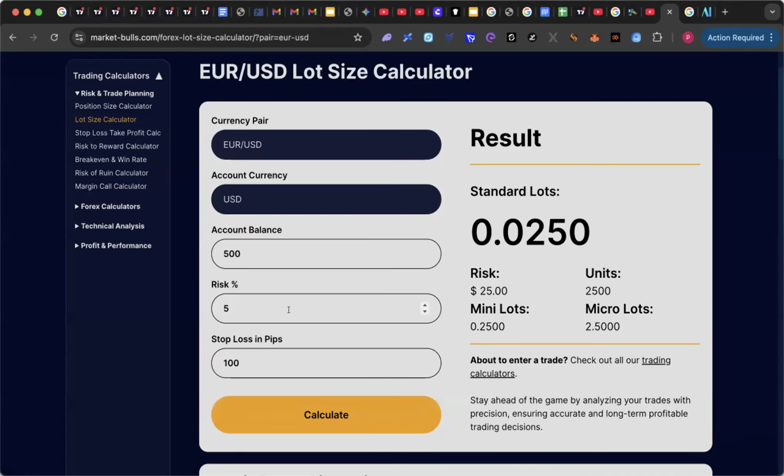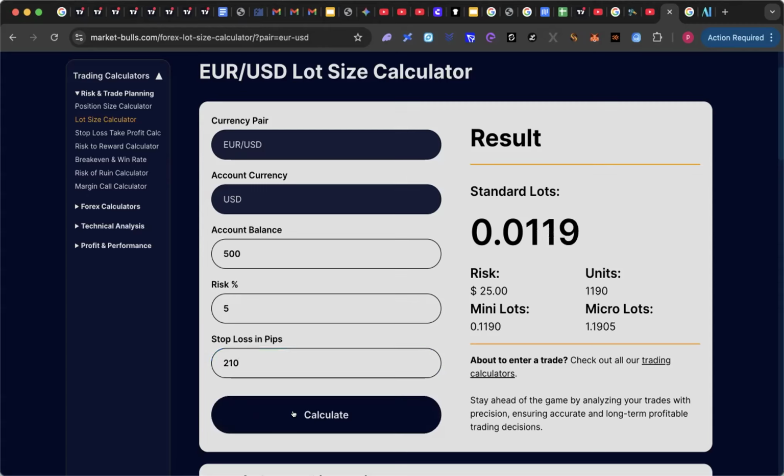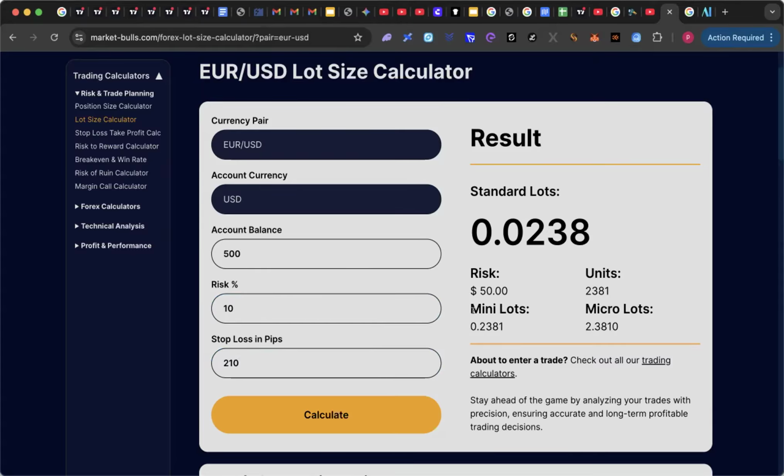Now, you would have about $25 exposed to the market at the same time. 210 pips at 0.01 lot. Let's say you want to reach 10% of your account, that is higher, 0.02. Can you see that? Because you want to reach $50 of your $500. That means if you lose 10 times in a row, the money is gone. So that's the essence of risk management.